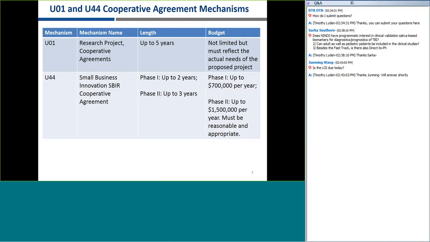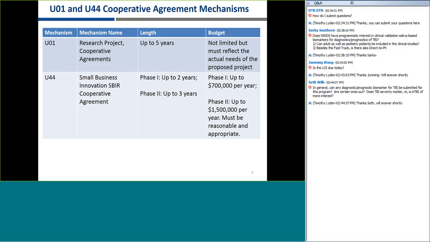All right. So the next slide just gives you a nice table that summarizes the mechanism itself, the name of the mechanism, the length, and then the budget that's associated with the mechanism. So for the U01, a lot of you might be familiar with this. The length for these particular funding opportunities is up to 5 years. Budget is not limited, but it has to reflect the actual needs of the project, and of course that's a judgment that's made as we prepare to fund.